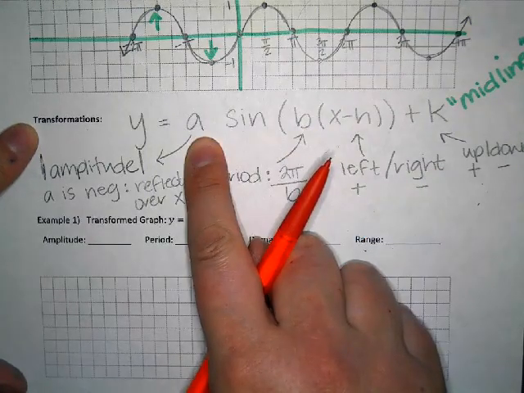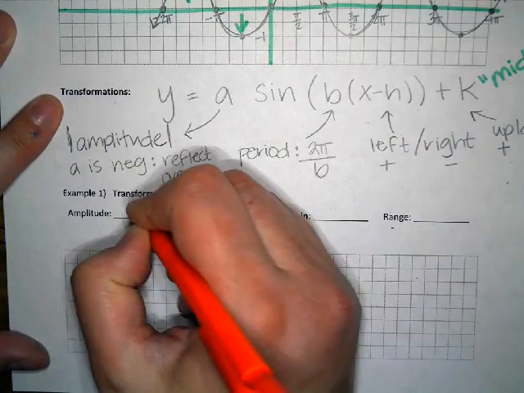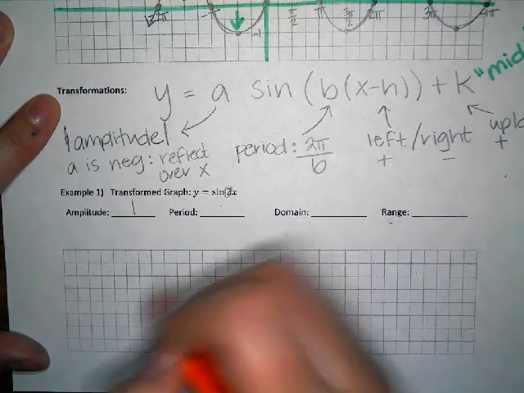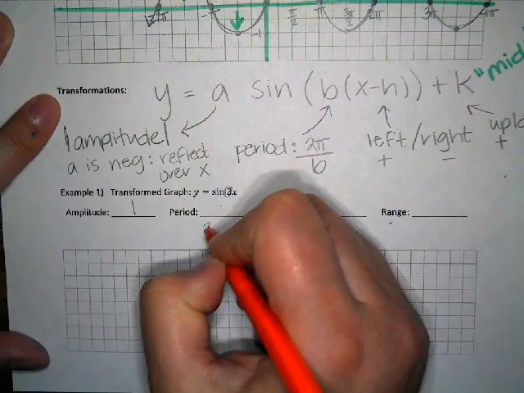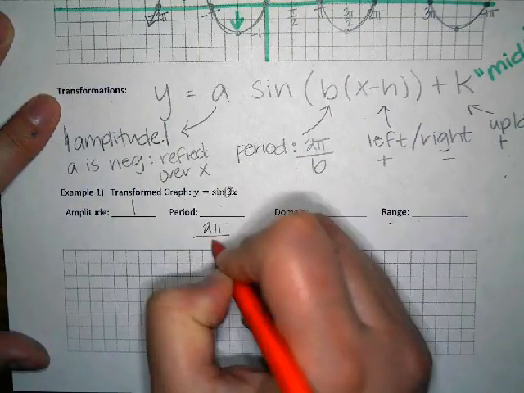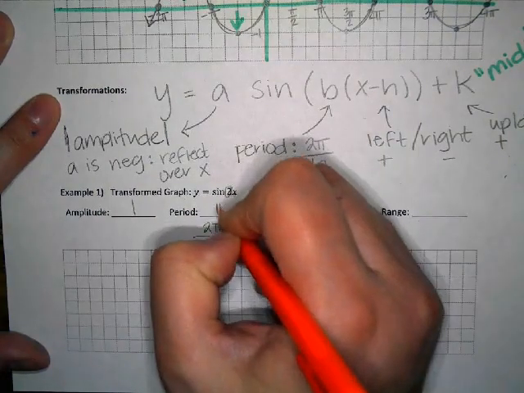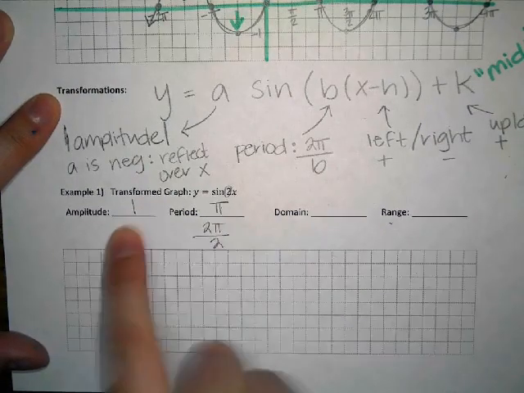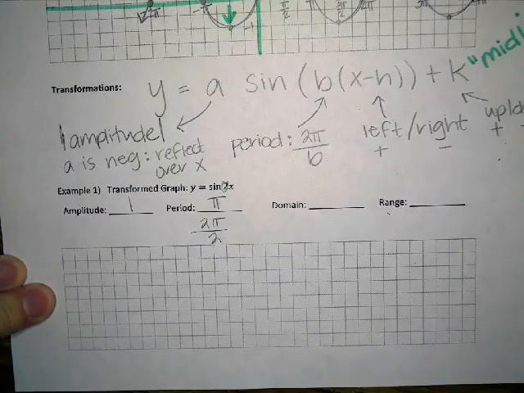So the amplitude for this is still going to be 1. But the period of the graph is no longer going to be 2 pi. The period of this graph is going to be 2 pi divided by b. And so 2 pi divided by 2 is what? pi. Okay, so I'm going to take my marker. Because the amplitude is 1 and the period is pi, it's still fine for me to draw my x and my y axis in the same place I drew them last time. So I'm just going to draw them right in the middle.